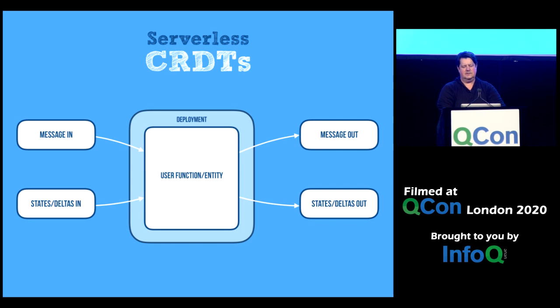So you get your state and deltas in. This happens among the CRDTs. And you get your messages coming in from users interacting with the CRDT. Both of these things mutate the current state inside that entity. Then you get your message out, your response to the users. You might have updated your state as a result, and the deltas and the states go back out, so the CRDTs can now coordinate amongst each other.